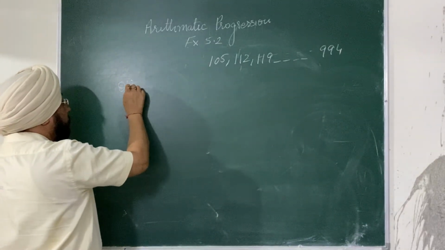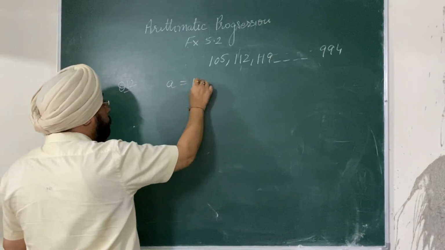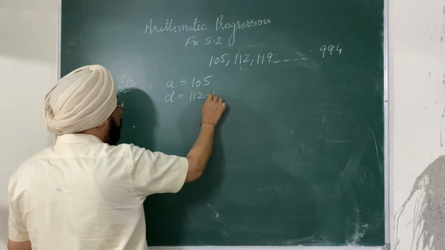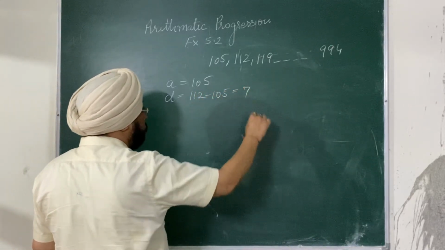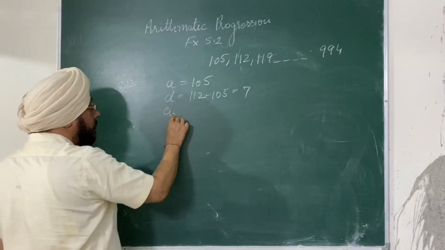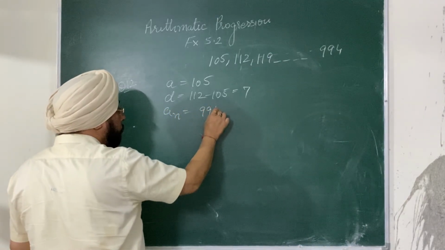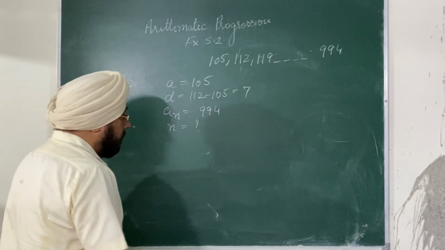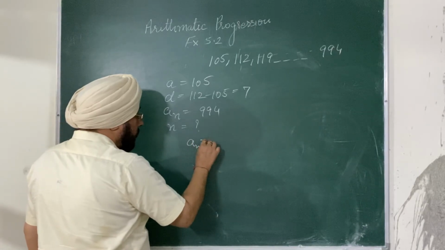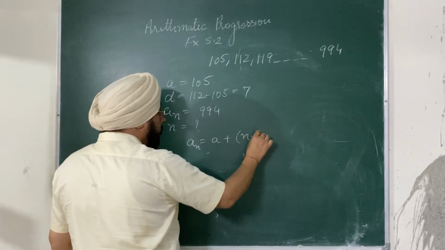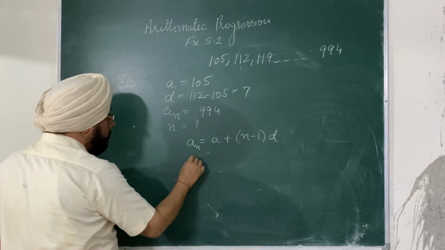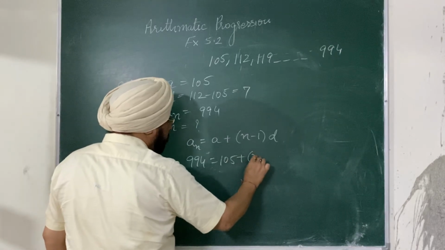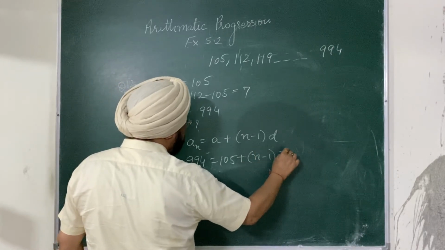According to this sequence, we get A equals 105, D equals second term minus first term, that is equal to 7, and we have the last term, that is 994. To find the number of terms, it means we have to calculate n. So apply the formula. An is equal to A plus n minus 1 into D. An is 994, A is 105, and we have to calculate n, and D is 7.